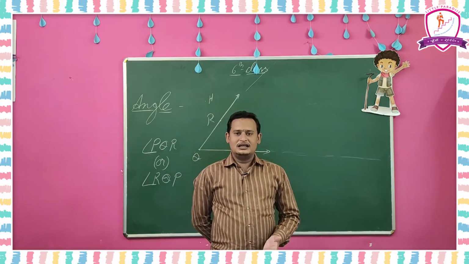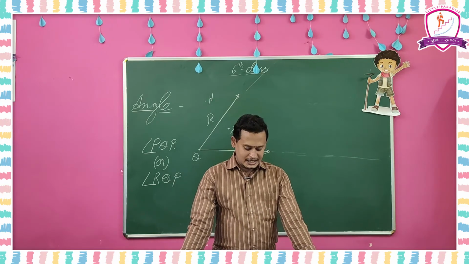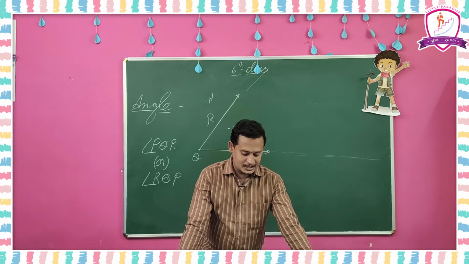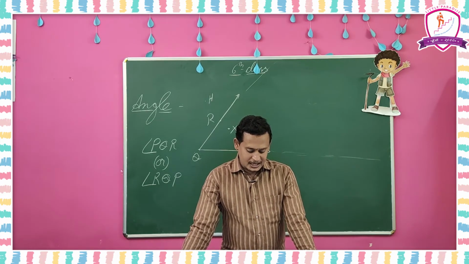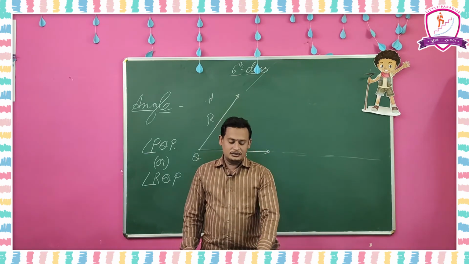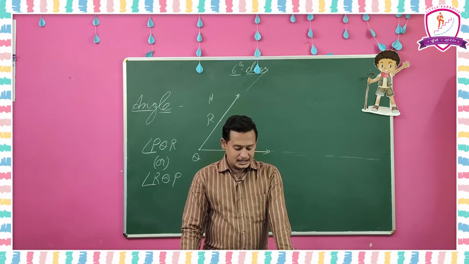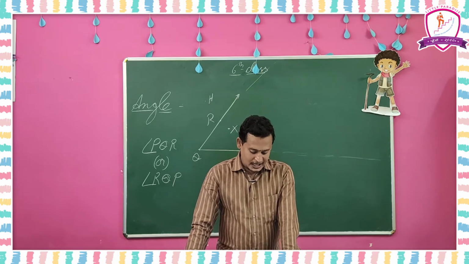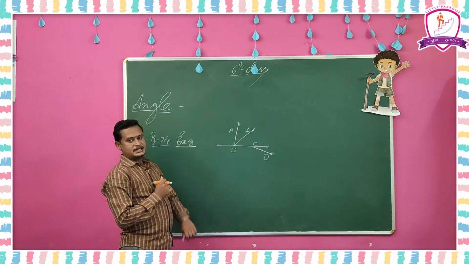So next, we have to observe some examples. See example 8 in page number 74. Example 8: identify all the line segments and all the angles in the given figure. So now we are going to identify all the line segments and all the angles. Here we are going to find the line segments first.